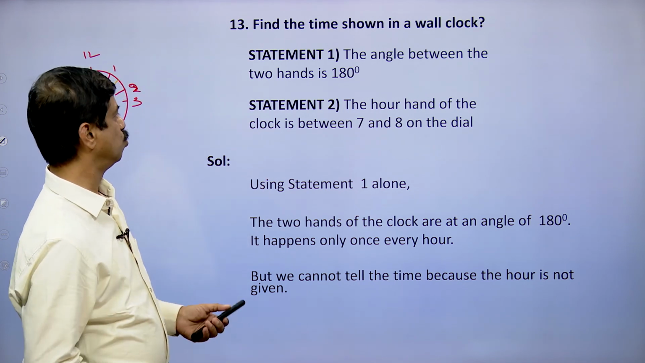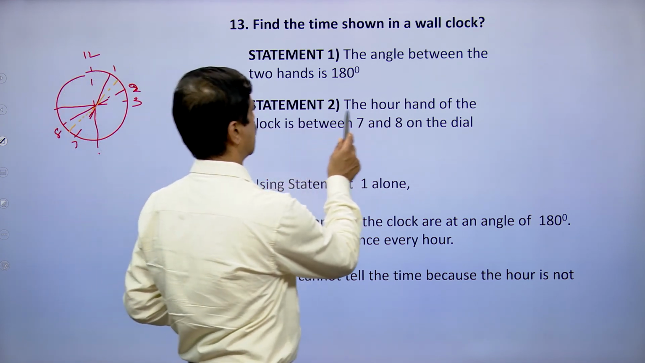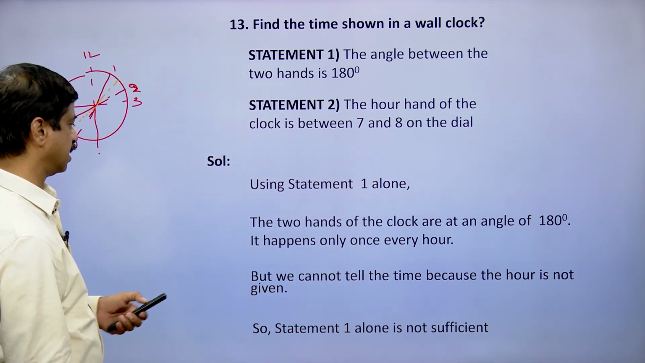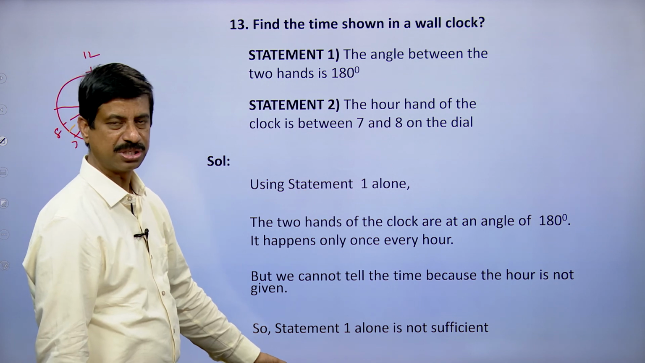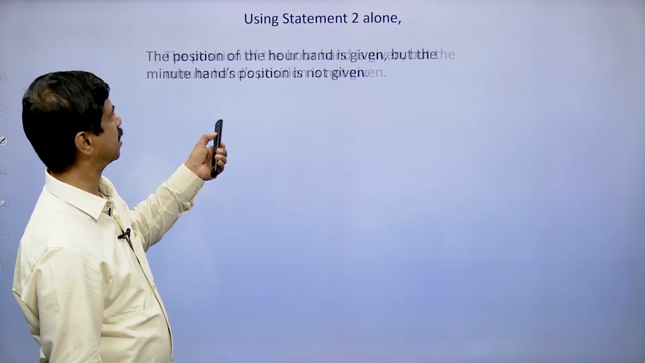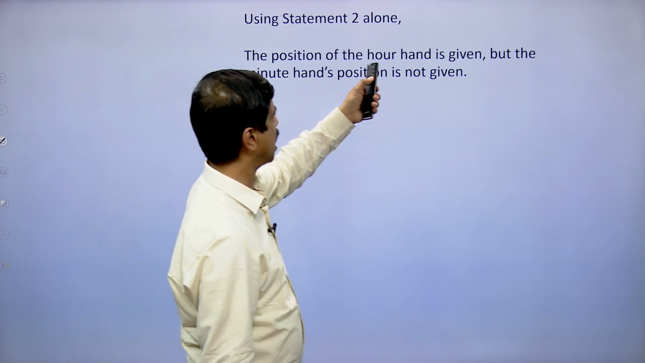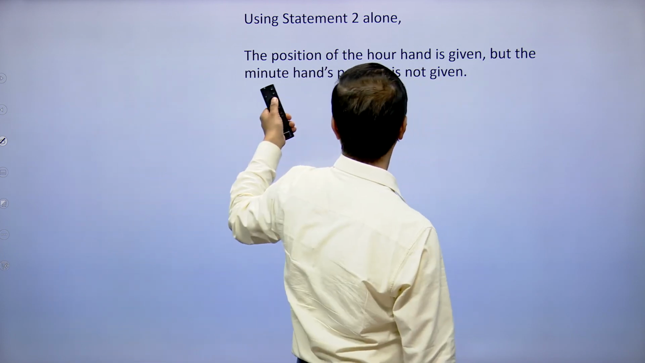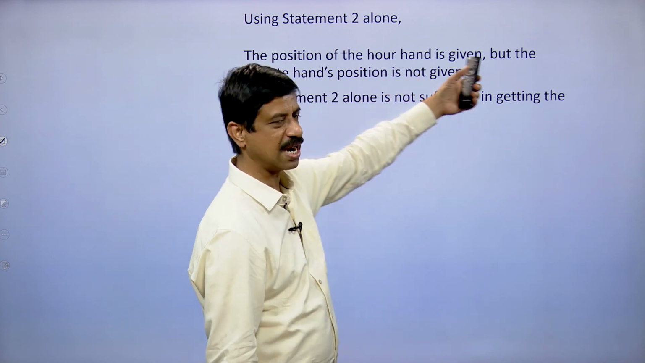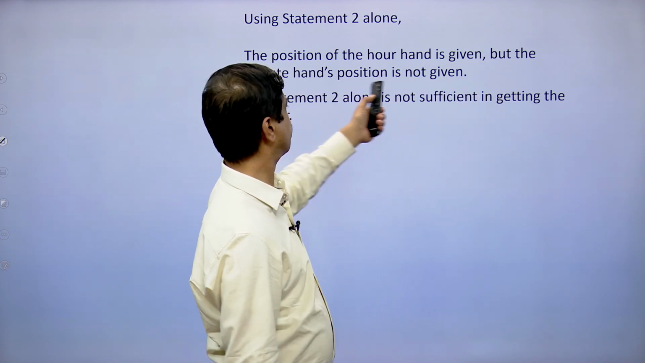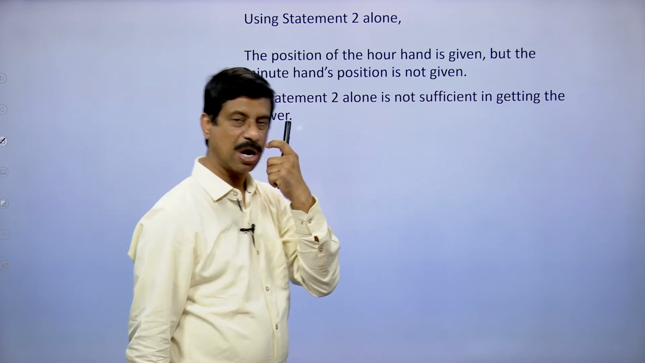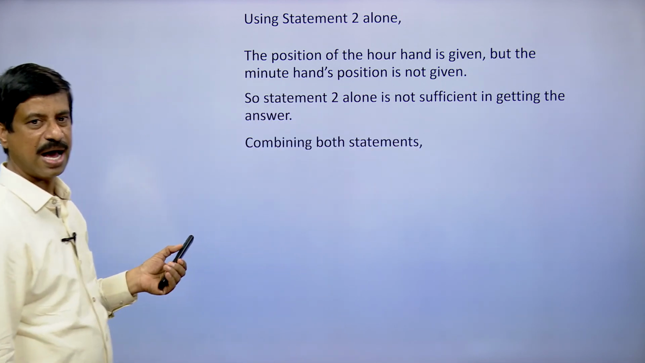Now statement 2 you take. The hour's hand of the clock is between 7 and 8 on the dial, he said. Of course statement 1 alone is not sufficient, that we have already stated. Now let us go to statement number 2. The position of the hour's hand is given, but the minute's hand position is not given. So statement 2 alone is also not sufficient to get the answer.